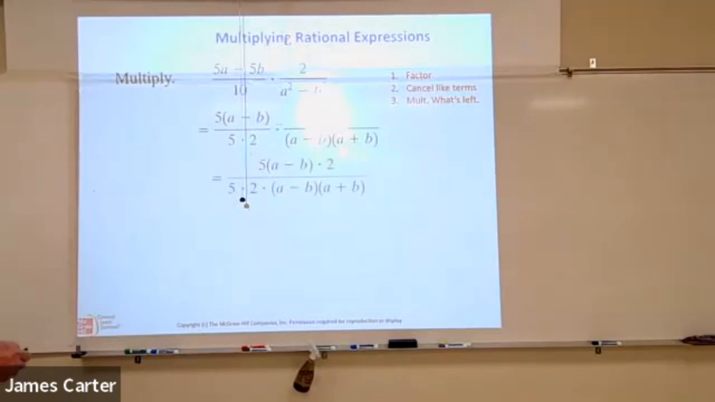Okay, now they're going to cancel these 5s. The only difference between this one and this one is they just put it under 1 fraction mark. I'd probably go straight from this to that. Now, they're going to cancel the 5s, the A minus B's, and the 2s. So all they've got left is 1s over A plus B. That's it.